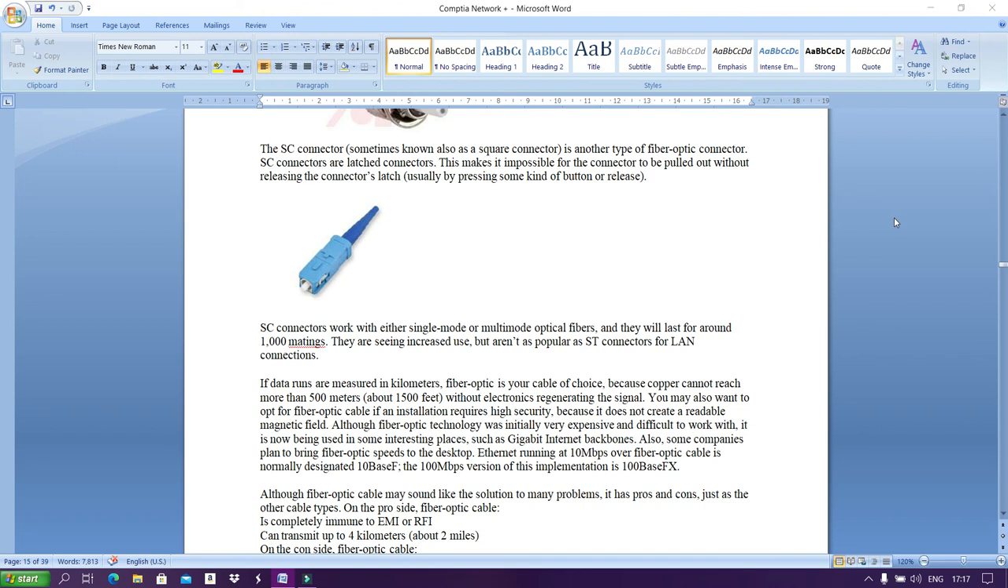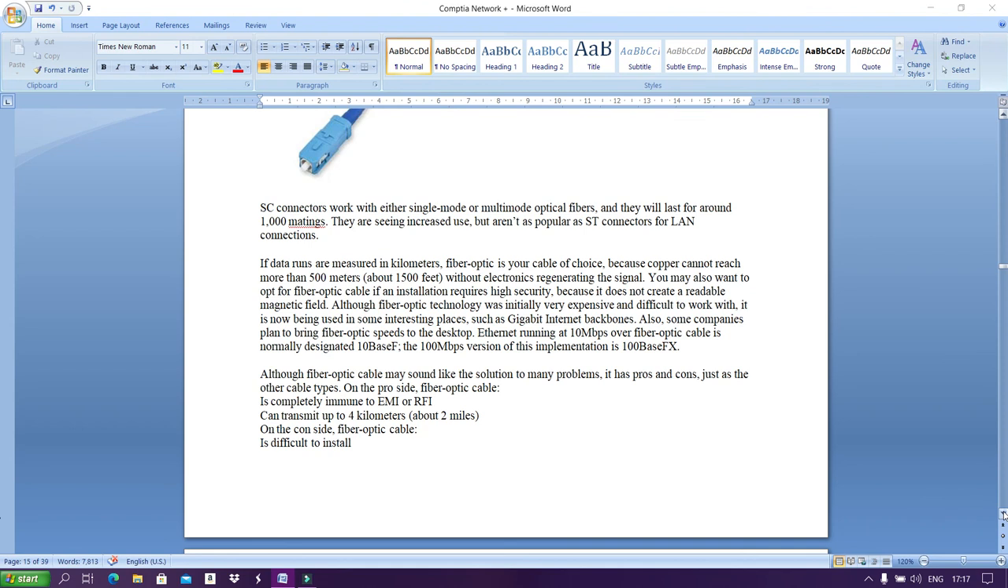Also, some companies plan to bring fiber optic speeds to the desktop. Ethernet running at 10 megabits per second over fiber optic cable is normally designated 10 Base-F. The 100 megabit version of this implementation is 100 Base-FX. Although fiber optic cable may sound like the solution to many problems, it has pros and cons. On the pro side, fiber optic cable is completely immune to EMI and RFI, and can transmit up to 4 kilometers, about 2 miles.